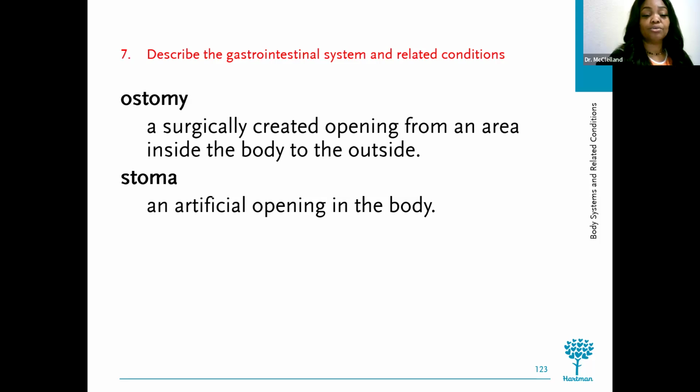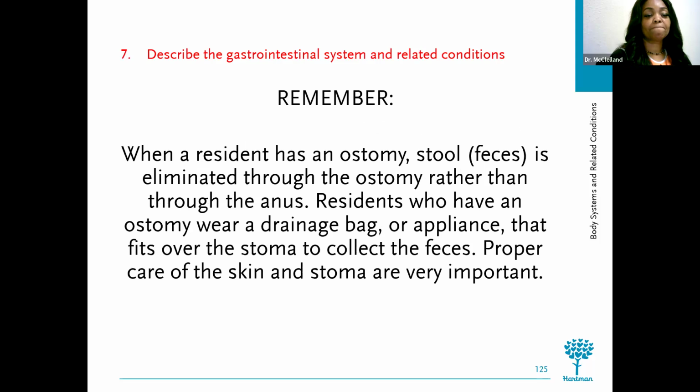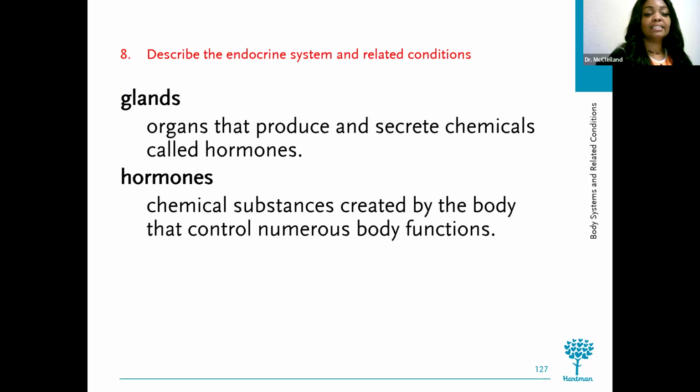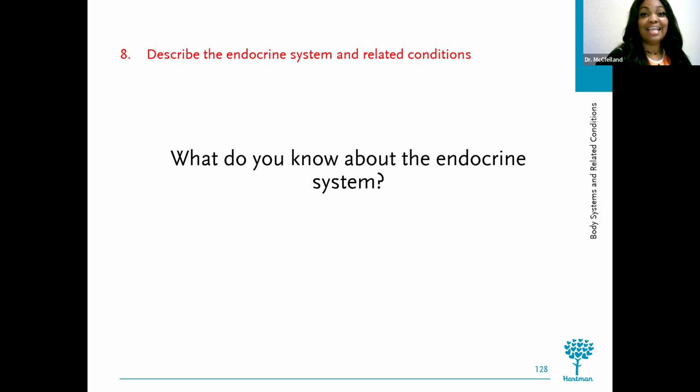Ostomy, a surgically created opening from an area inside the body to the outside. A stoma, an artificial opening in the body. When a resident has an ostomy, her stool, her feces, is eliminated through the ostomy rather than through the anus. And that's what we want you to know about that. Glands or organs that produce and secrete chemicals called hormones. A hormone is a chemical substance created by the body that controls numerous body functions. Now, my favorite system is the endocrine system.